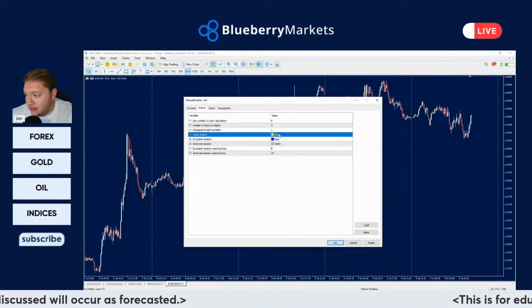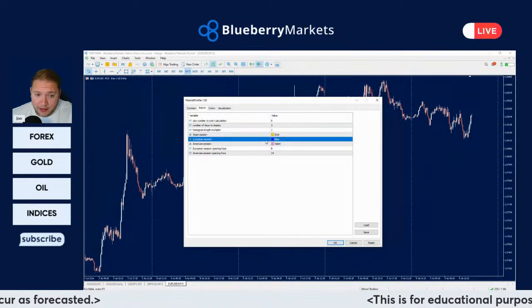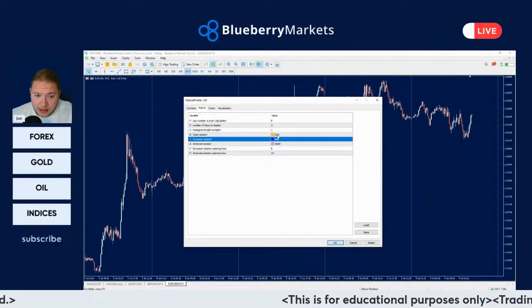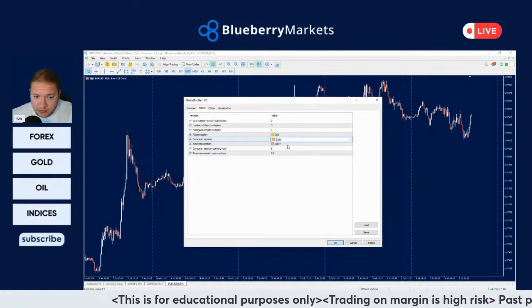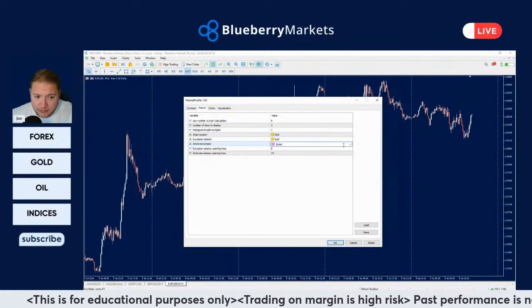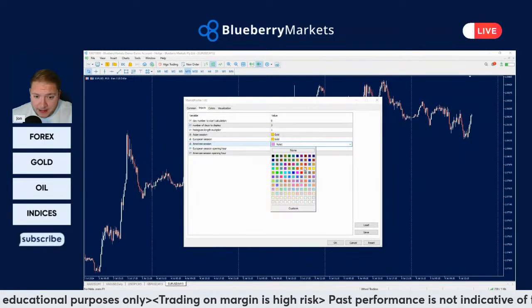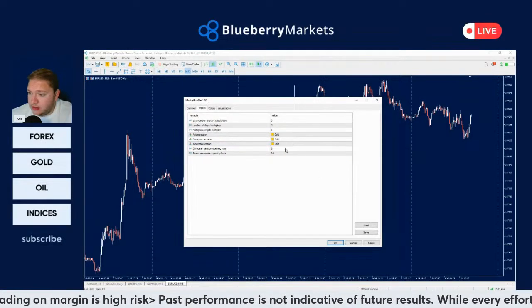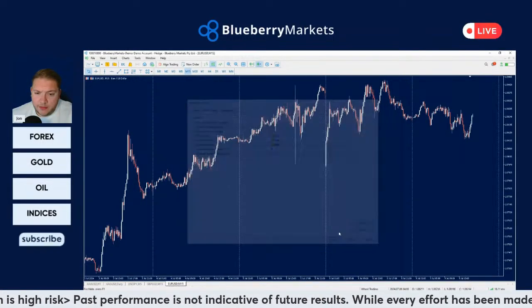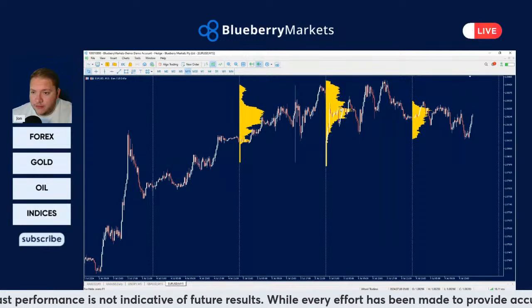You can then see the different market profile levels within the Asia and the European session. What I tend to do is just give this all the same. You don't really need to know what the individual sessions are doing unless you want a deeper dive. But if I just click OK, this is what you get, right?